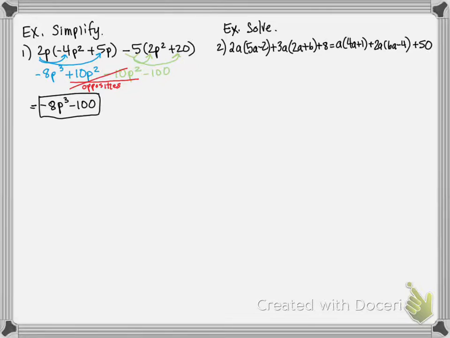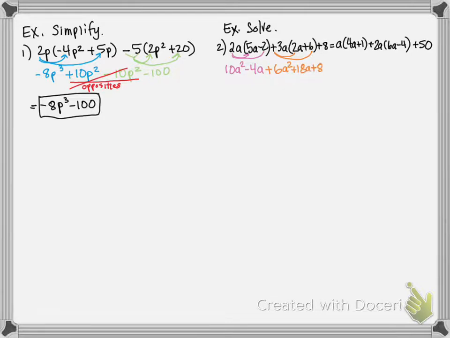Okay, so here we go. We're going to multiply 2a times 5a. That's going to give me 10a squared. We're going to have 2a times negative 2, which is negative 4a. Then we're going to multiply 3a times 2a, so 3 times 2 is positive 6a squared. Then we're going to multiply 3a times 6, and that's going to give me a positive 18a. And then we have just the 8.